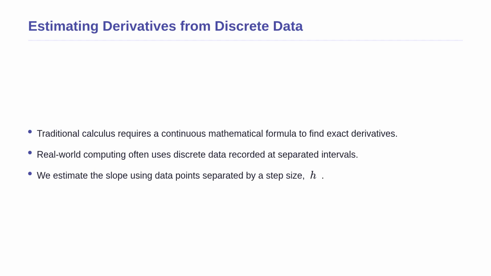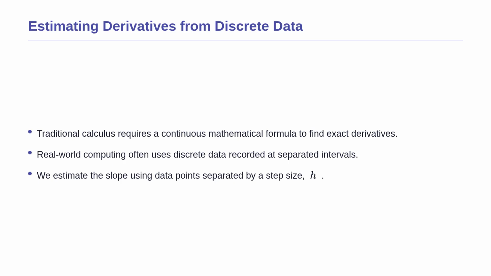To understand why we need this, imagine your car's speedometer is broken and you only have a GPS recording your location every 5 seconds. In traditional calculus, the first derivative represents the exact instantaneous rate of change using a continuous formula. However, in real-world computing, we rarely have that luxury. Instead, we deal with discrete data, meaning numerical values recorded at specific separated intervals.